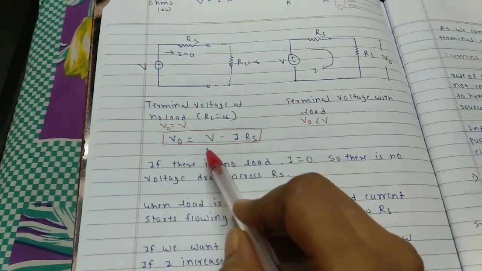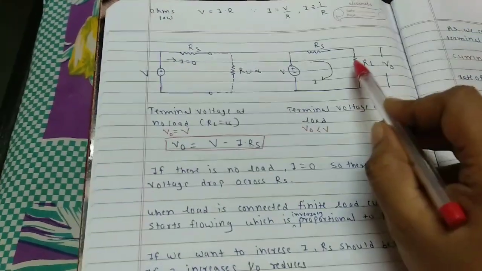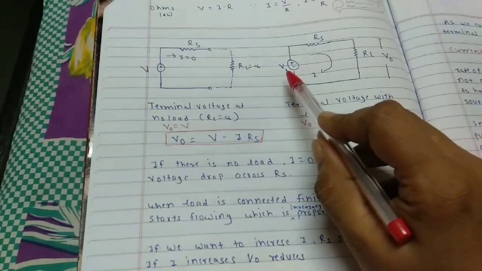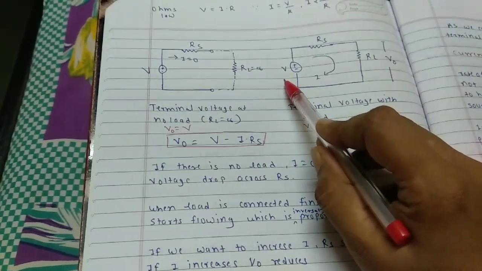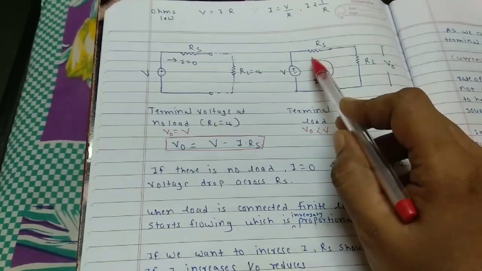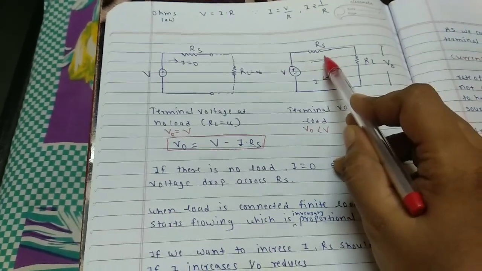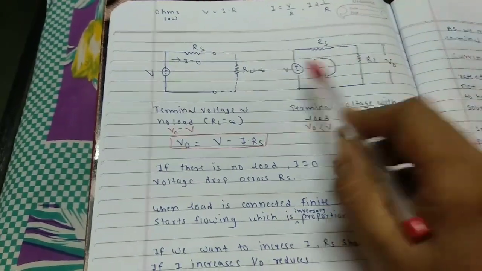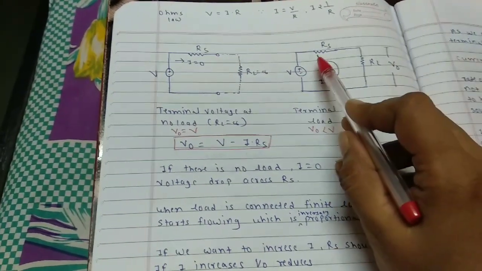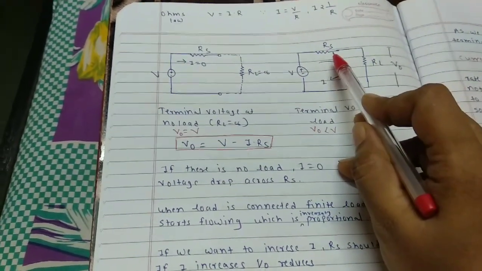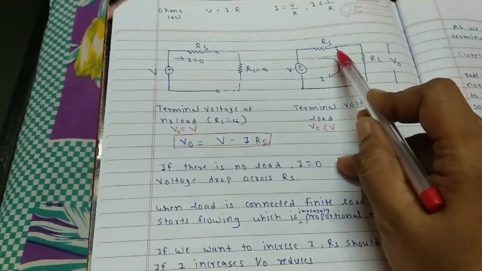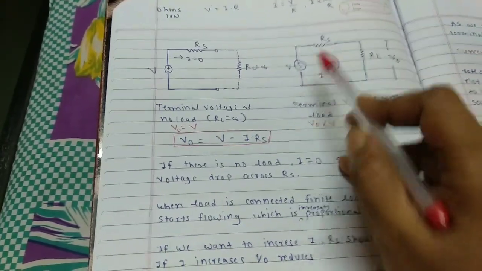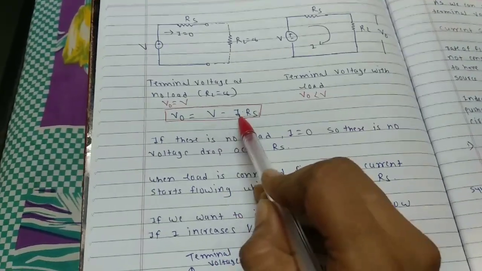So how can I calculate the actual value of the output voltage in this case? The output voltage depends on the applied input voltage, the current flowing through the circuit, and the value of the resistor RS, that is the series resistor. Finally, the output voltage VO is equal to the applied voltage V minus the voltage drop across the series resistance. And how can I calculate the voltage drop? The voltage drop is equal to I into RS, where RS is the resistor connected here. So VO is equal to V minus I into RS.